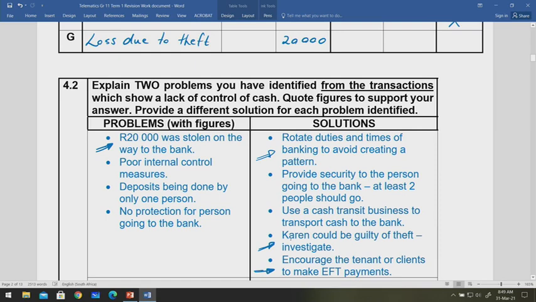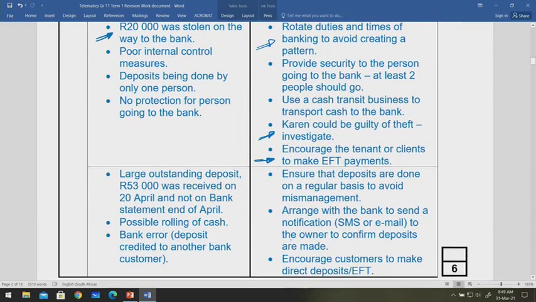That is one problem. The second problem was that first one that said the 53,000 was outstanding. It showed in the CRJ on the 20th of April. Now we are at the end of April, the 30th of April, and that money is still not deposited. It still does not appear on the bank statement. So where is that money?